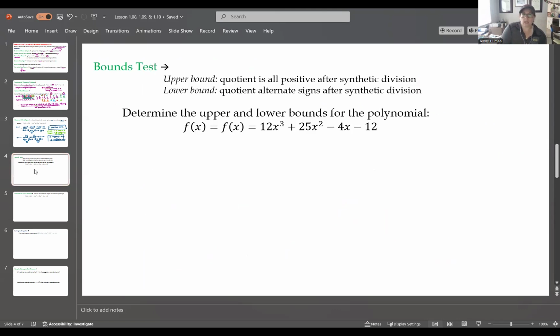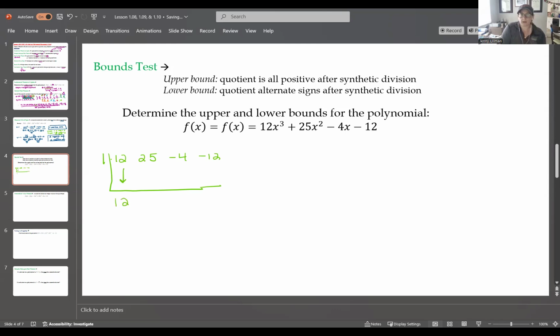To do that, we're going to use synthetic division. I usually start with the 1 and then work from there. You could do this with fractions, but synthetic division with fractions is not as easy. So I start with the smallest integer, which would be 1, and then I would go to 2 and then 3 and build up from there. So I'm going to start with 1 and do my synthetic division. So this would be 12, 25, negative 4, and negative 12.